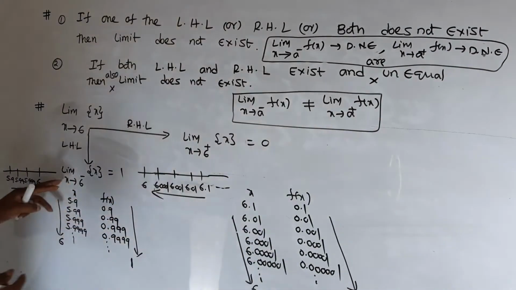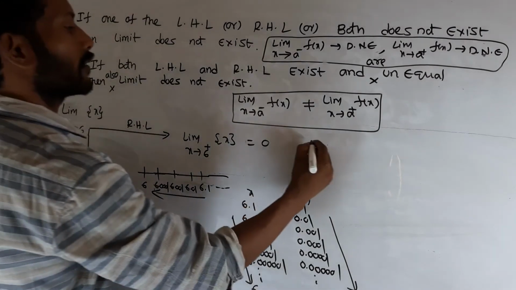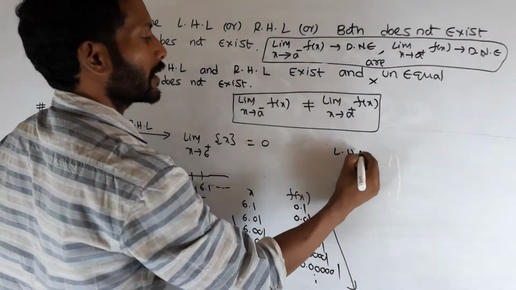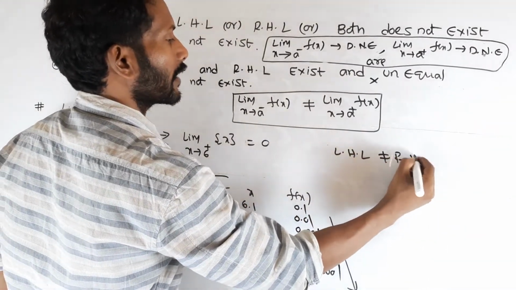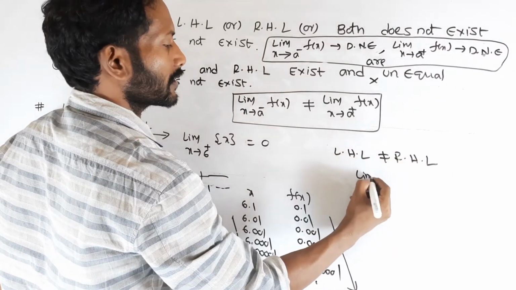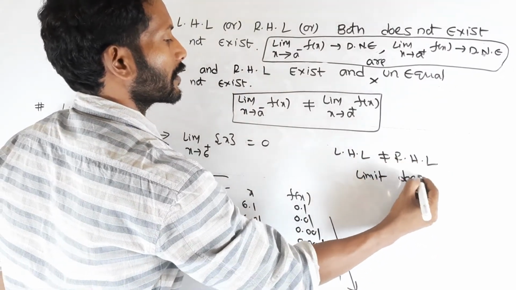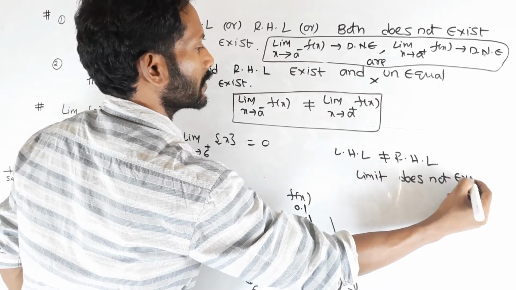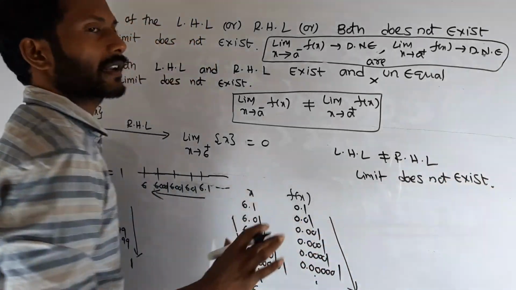Here the left hand limit is 1, the right hand limit is 0. In this case, the left hand limit is not equal to the right hand limit. So the limit does not exist. I hope this is clear.